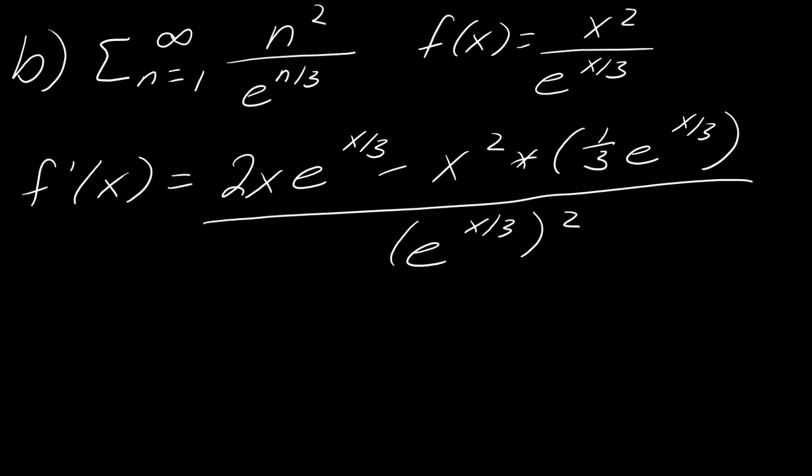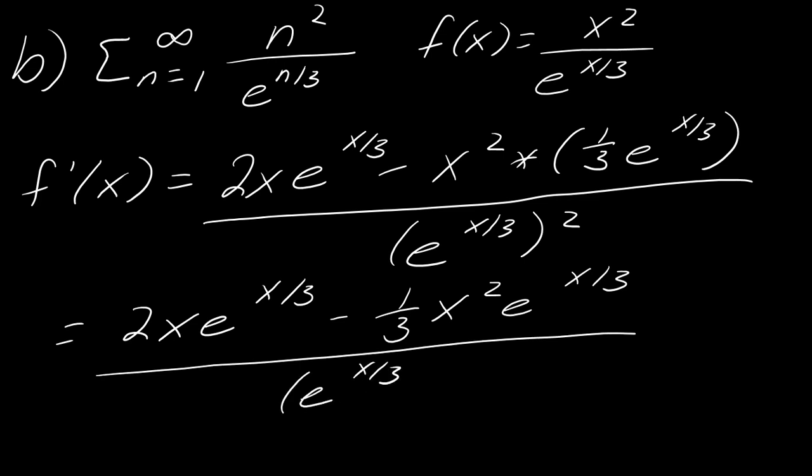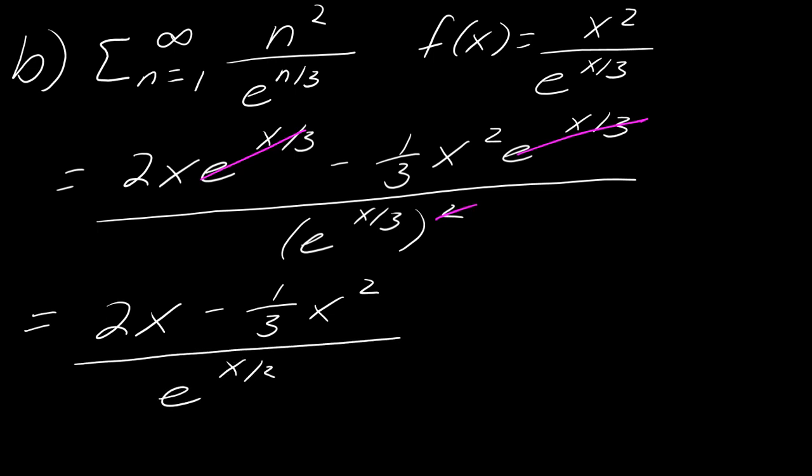Let's see, what is that going to give me? I've actually got to do some work here. 1/3 x squared e to the x over 3. What I notice is that all of these have an e to the x over 3 in the top, so I can decrease this exponent by 1. Let me clear some space. My derivative will simplify to 2x minus 1/3 x squared over e to the x over 3. Okay, so let's see, what can I do with this?